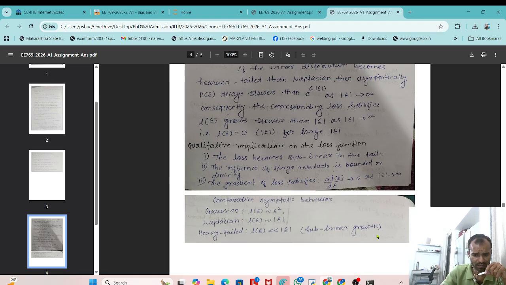So it is sublinear growth actually, right? In the heavy tail it is very sublinear growth, very slow growth, okay. The decaying rate is very slow, right? In case of Gaussians it is different, and it is the square of the error, and here it is equal to the absolute value of the error, right?